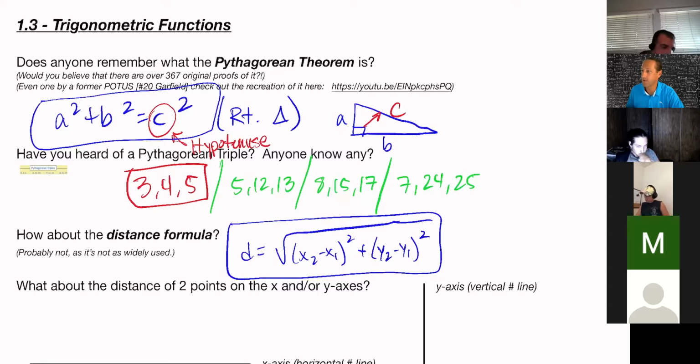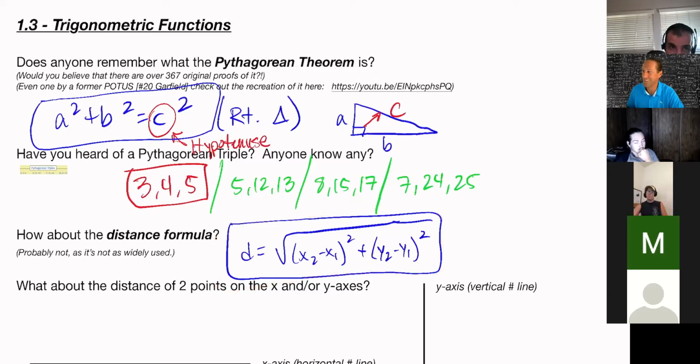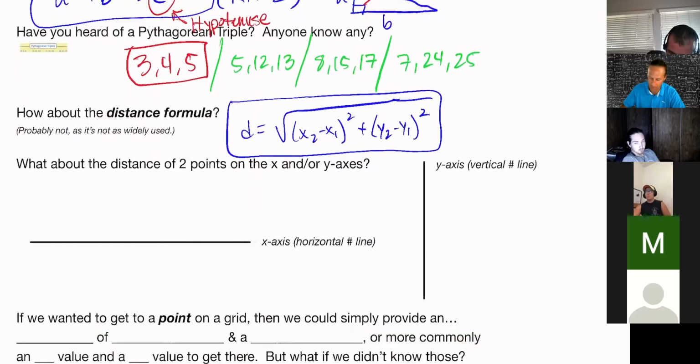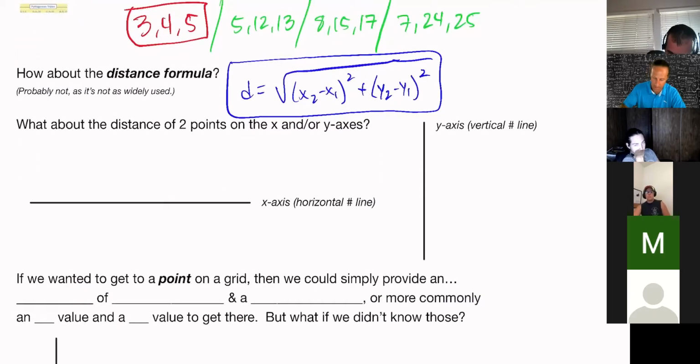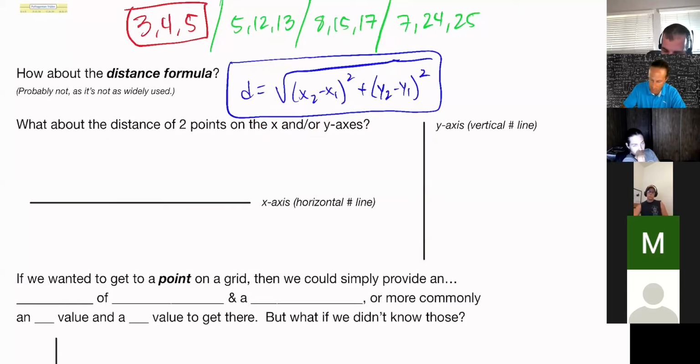Anybody know why that is? You're like, because math teachers hate us and they want to just make it as hard as possible. No, well, let me show you real quick. I won't go into too much detail about this. What if I have 2 points and we're either on the X or the Y axis? If I just gave you 2 points, say one right here, and then another right here. And let's say that this is 0, and then this is 4.